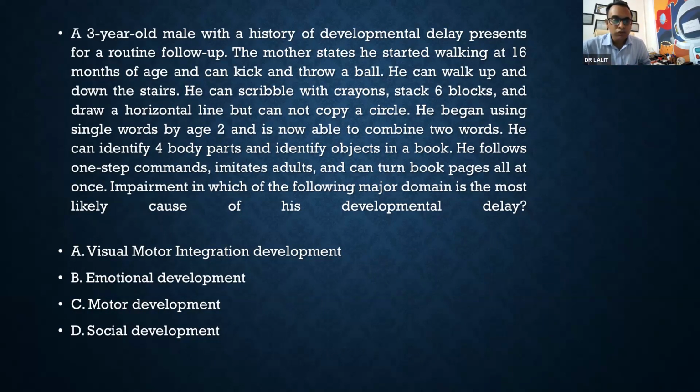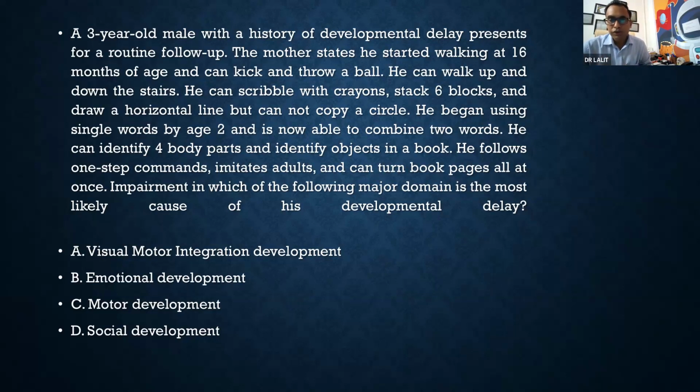He began using single words by the age of 2 and is now able to combine 2 words. He can identify 4 body parts and can identify objects in a book. He follows one-step commands, imitates adults, can turn book pages all at once. Impairment of which of the following major domains is most likely the cause of his developmental delay? Visual motor integration development, emotional development, motor development, social development.